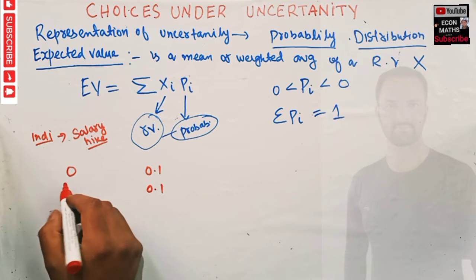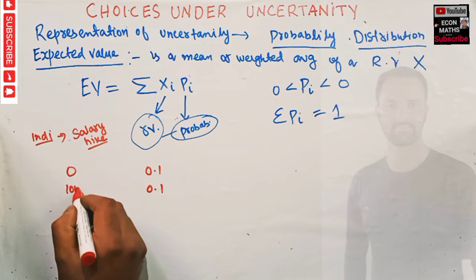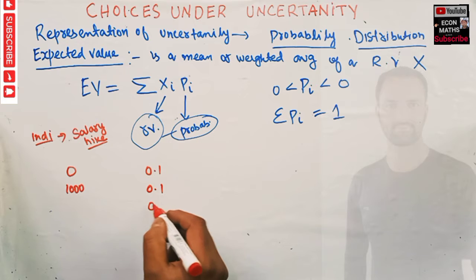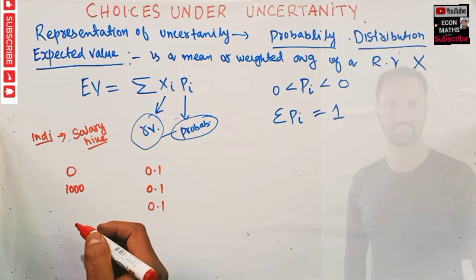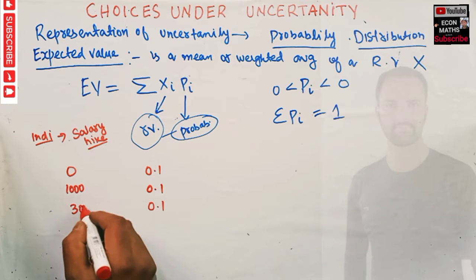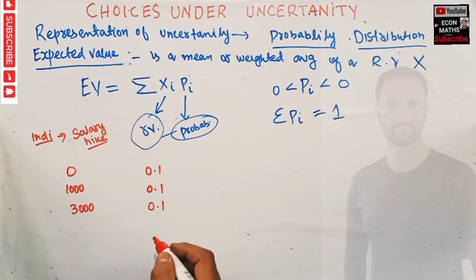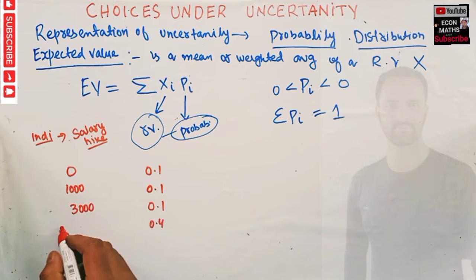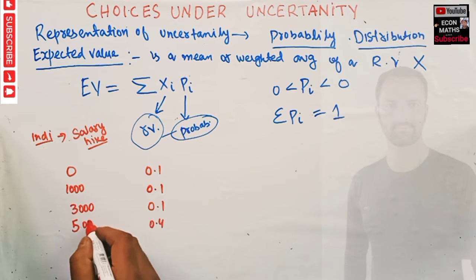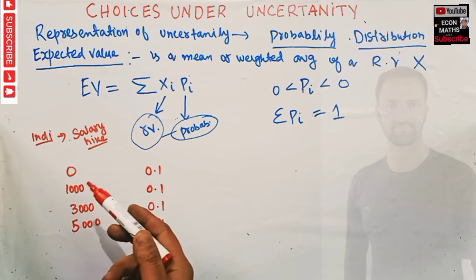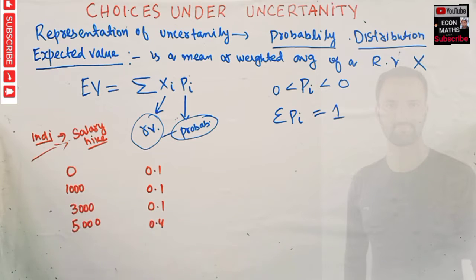10% chances are that his salary will increase by $1,000, okay. Let us say again 10% chances are that his salary will increase by $3,000, okay, and 40% chances are his salary will increase by $5,000, okay.